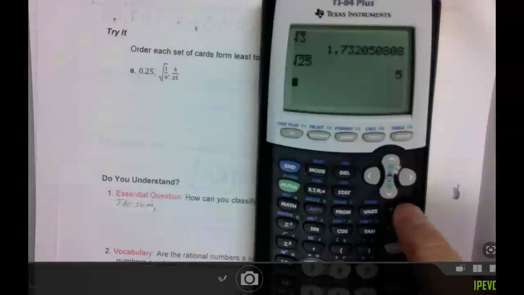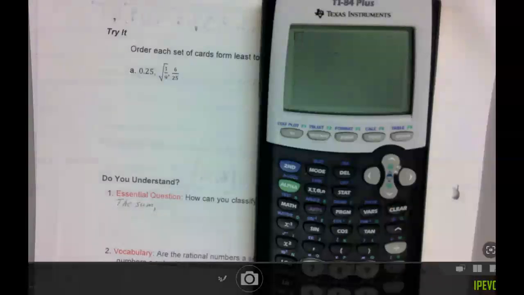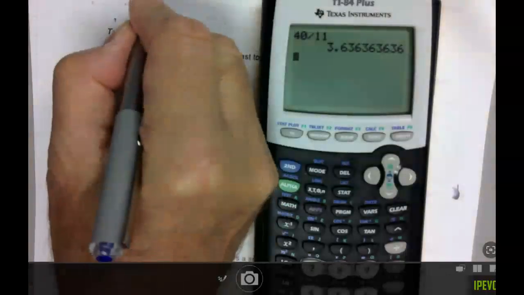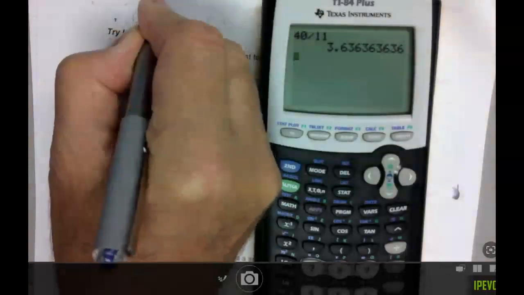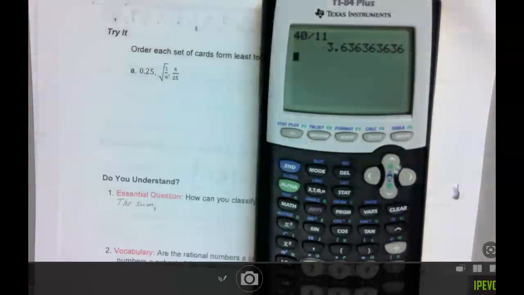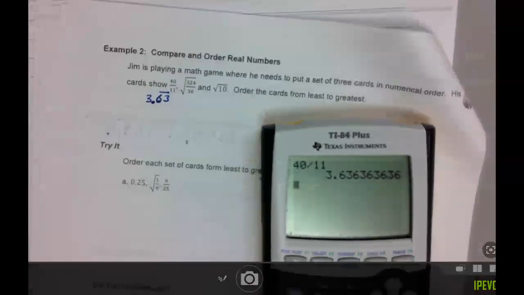Hit clear. I like to clear everything out. And 40 over 11. That's a rational number, isn't it? Correct. How do I know it's a rational number? Because it's a divided by b, isn't it? So take 40 divided by 11, and I get a repeating decimal, don't I? Correct? So 3.63 repeating. You guys understand that the bar over the 63 means it keeps going like that, correct? That little bar over the top. Can't see it, my bad. Is that better? Thank you. Okay? Yes or no?